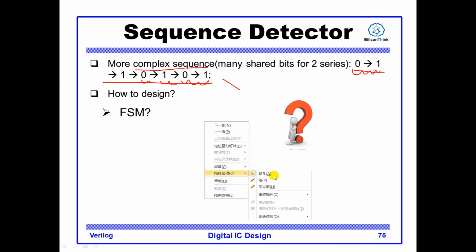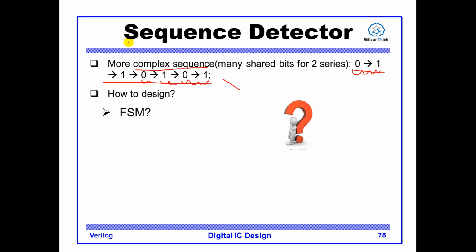Please think, is there another way to handle the sequence detector except the finite state machine architecture? Is there any better architecture for this problem? That's all for this section. Thanks.